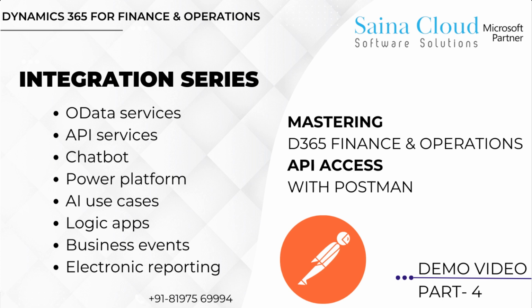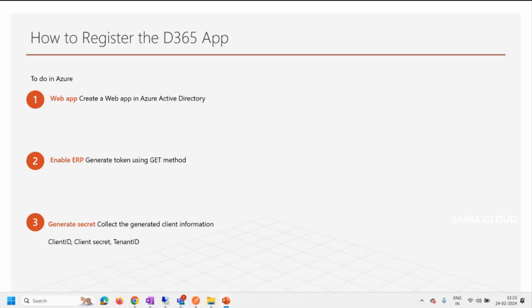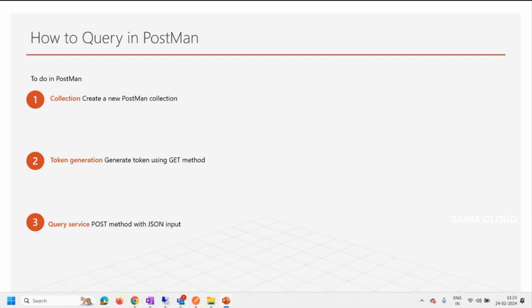We created this class, service, and service group, right? Then we did 3 steps in Azure. We copied the client ID, secret, and tenant ID. Then we are going to use Postman. In the connection, we are going to generate a token, and we are going to query a service. 3 steps.